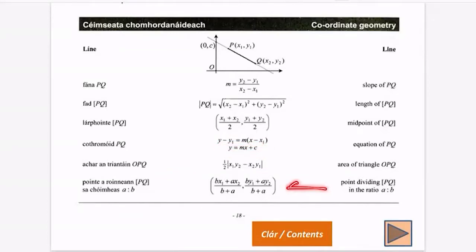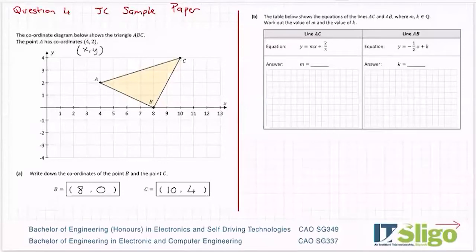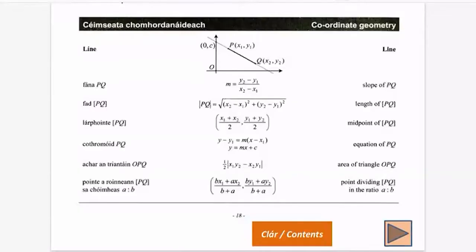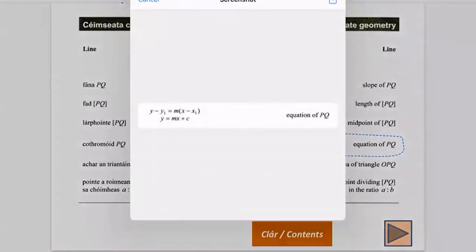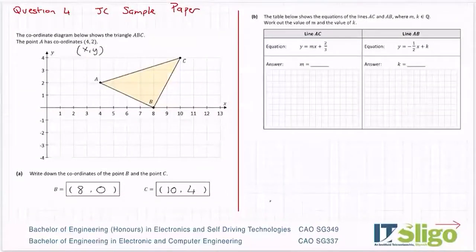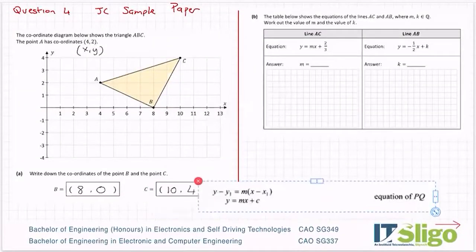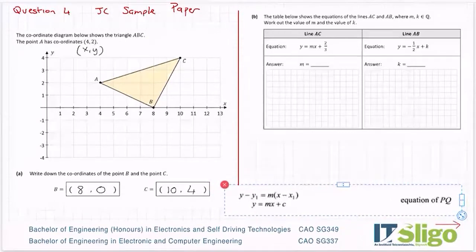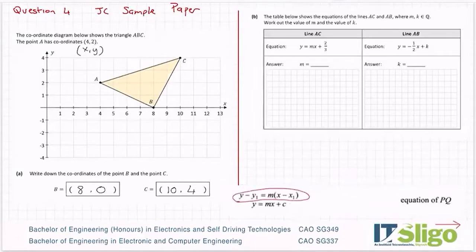This one isn't on your course, although it's a handy formula. So to find the equation of a line, I'm using this. I'm going to copy this across so we can have a look at them. That's what's in the log tables. Like I said, to find the equation of the line, you're using the top one: y minus y1 equals m times x minus x1.